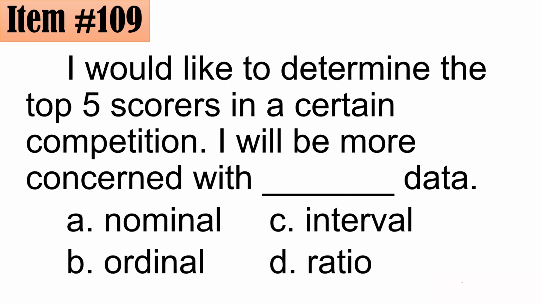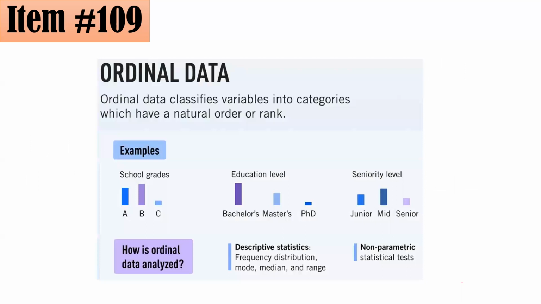109. I would like to determine the top 5 scorers in a certain competition. I will be more concerned with blank data. Will you go for nominal, ordinal, interval, or ratio data? Statistics tayo. B. Okay. So let's see if you got it right. Actually, the correct answer is indeed B.